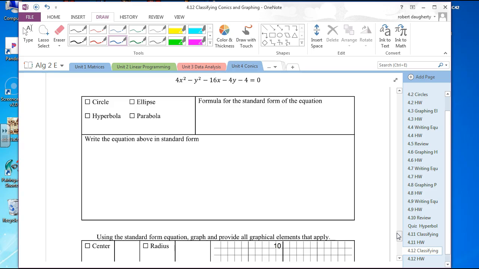Hyperbola. You were all about that yesterday. You're trying to make them all hyperbola. Yeah. So it's not a parabola because I see y squared and x squared. They have opposite signs. Ding, ding, ding. It has to be a hyperbola.